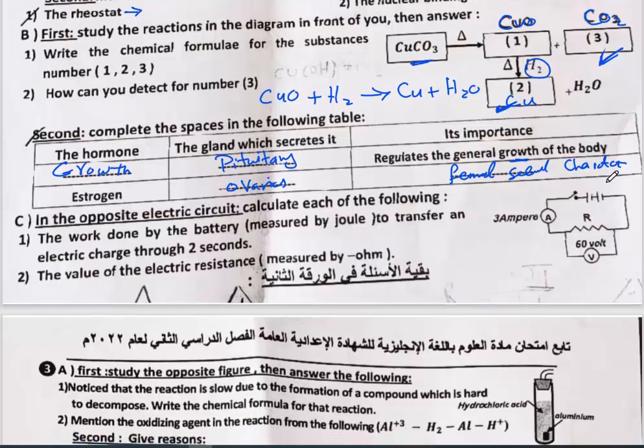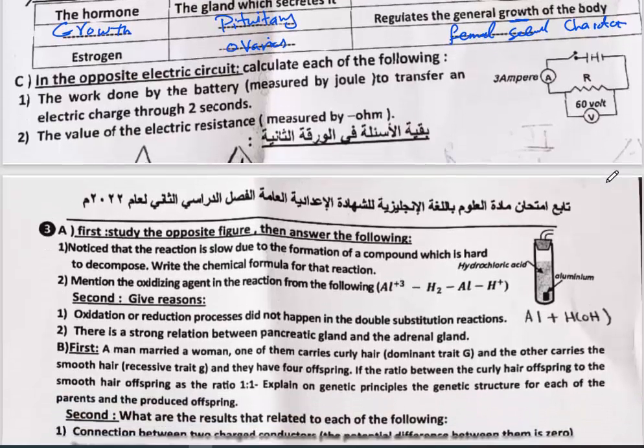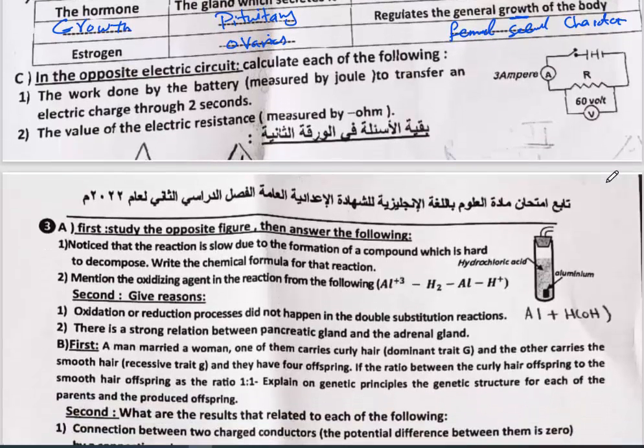Number C. In the opposite electric circuit, calculate each of the following. The work done by the battery to transfer an electric charge through 2 seconds. I want the work done. First of all, what is the law of the work done? Work done can be gotten from the law of potential, so work done will equal potential times quantity of charge. I already have the potential, but I don't have the quantity of charge. So I have to use another law to get it.